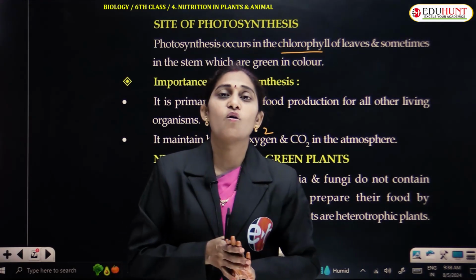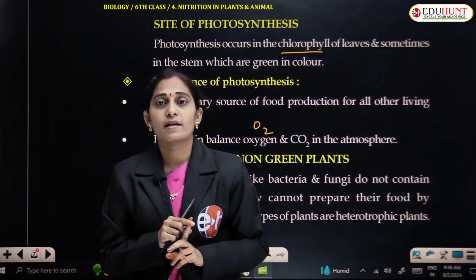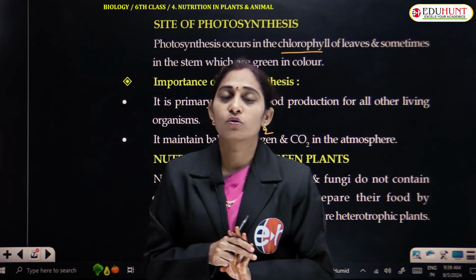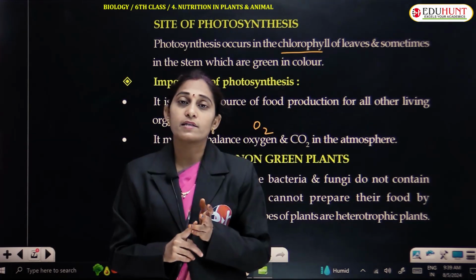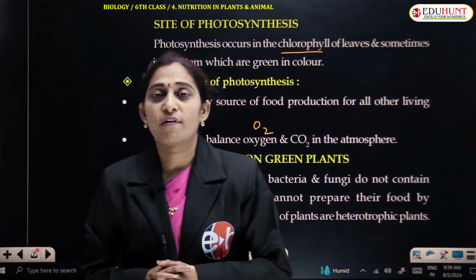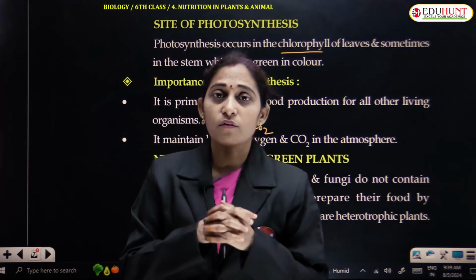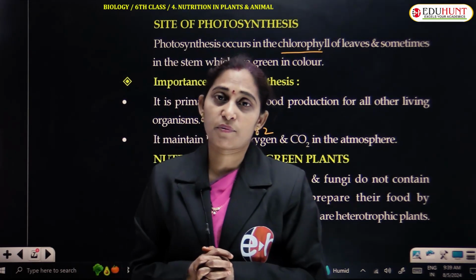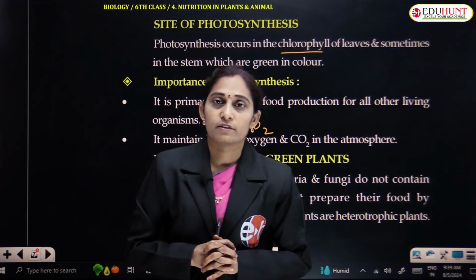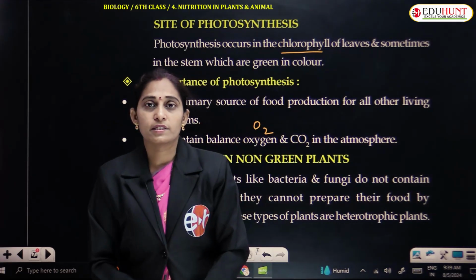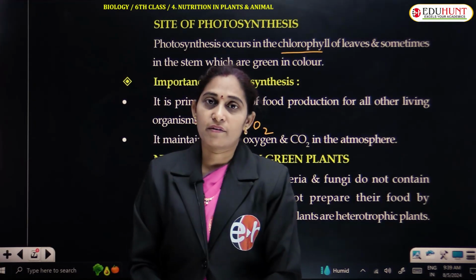Photosynthesis requires four factors. One is sunlight, second is water, third is CO2, fourth is chlorophyll. Water, sunlight and CO2 are considered external factors, whereas chlorophyll is considered an internal factor because it is present inside the plant only. This is regarding the photosynthesis mechanism in brief.